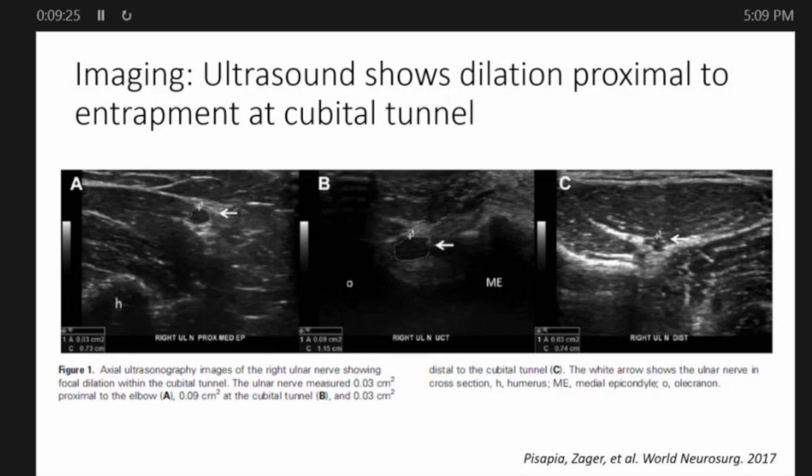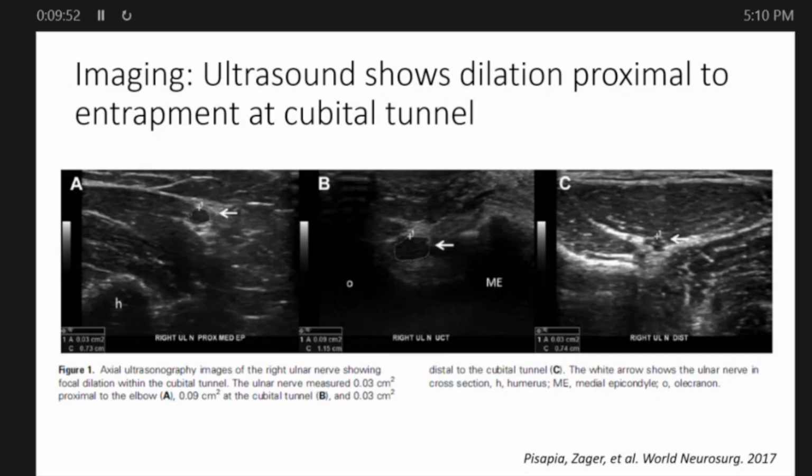I was trained by Dr. David Klein at LSU, who's really the granddaddy of peripheral nerve surgery in North America, in my view. And he always did the submuscular transposition and showed in hundreds of cases that he could get significant improvement. It is a more complex, involved procedure and generally requires general anesthesia.